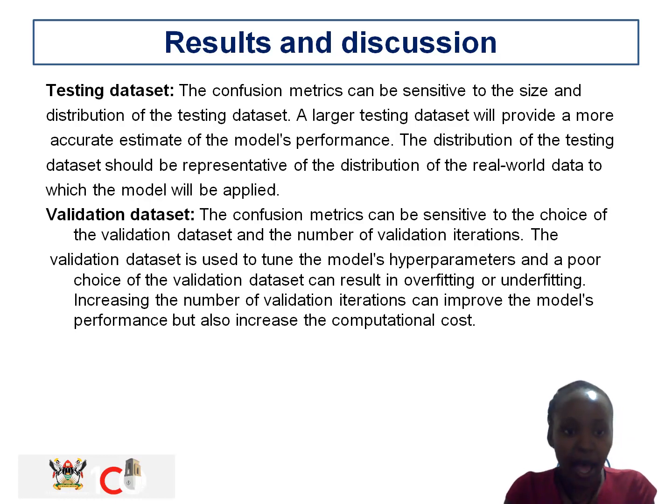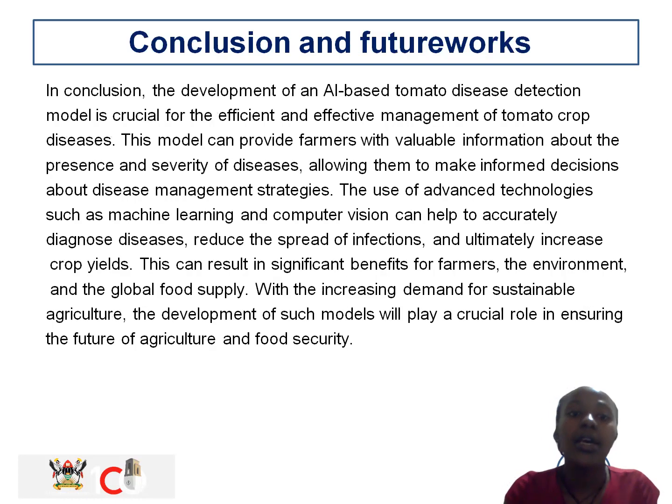The validation dataset is used to tune the model's hyperparameters. So when you divide the data, the validation portion is going to be used to tune the hyperparameters, and a poor choice of validation set may result in the model overfitting or even underfitting. Increasing the number of validation iterations can improve the model's performance, but it also increases the computation cost. So what should we do? We should make sure the model has a high performance, so we can increase the validation dataset.